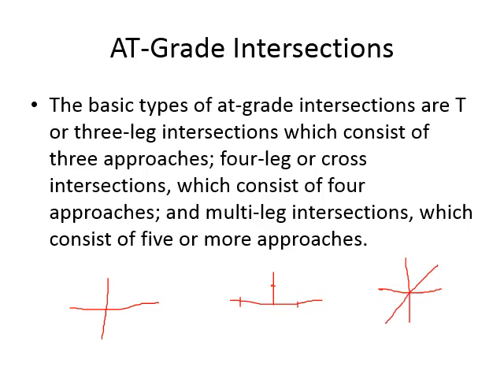Something like this. So if there are two roads intersecting and they have three legs, we call it a three leg or T intersection. If there are two roads crossing but having four legs, so each road has two legs, we call it a four leg intersection. And if there are more than two roads crossing, then it's a multi leg intersection.